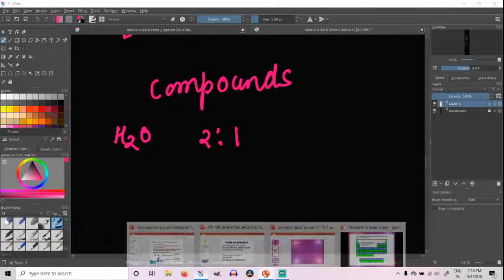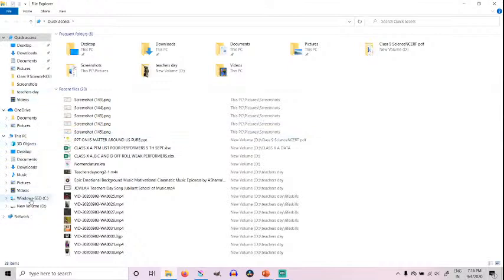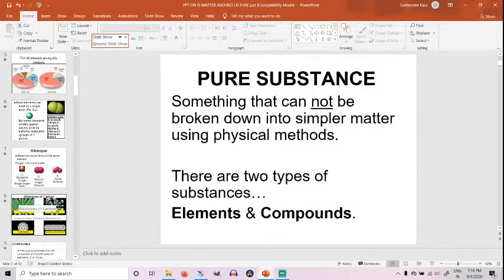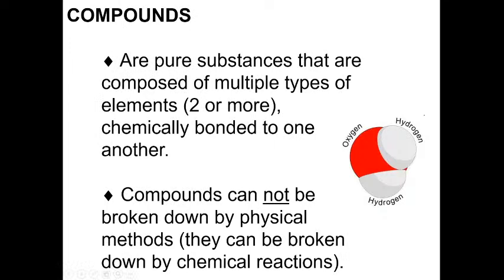Okay, so let me show you some compound pictures. So you can see what compounds are. Actually, they are also pure substances. Why? Because they are composed of multiple types of elements, two or more, and they are chemically bonded to each other. And compounds cannot be broken down by the physical methods we have discussed from the beginning. So compounds cannot be broken down into simpler substances by physical means. They can be broken down only by using chemical reactions.